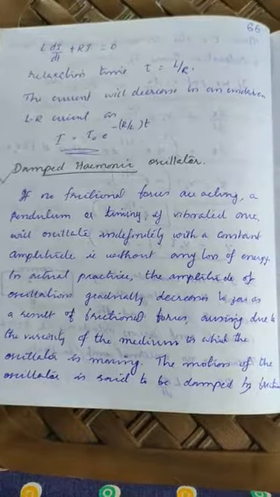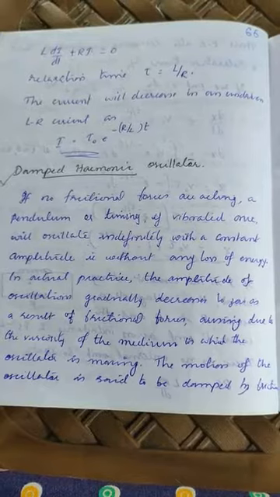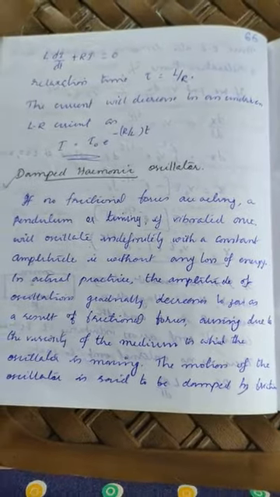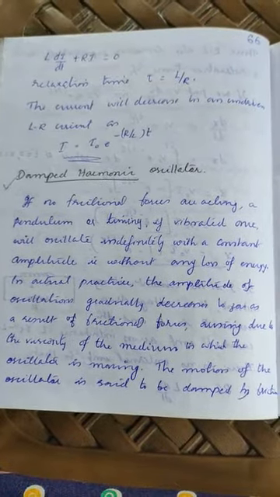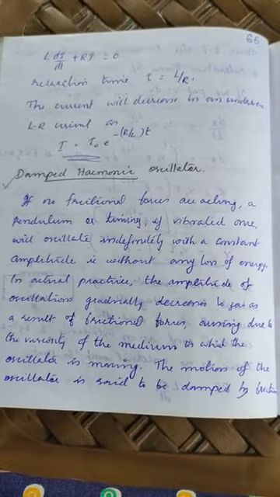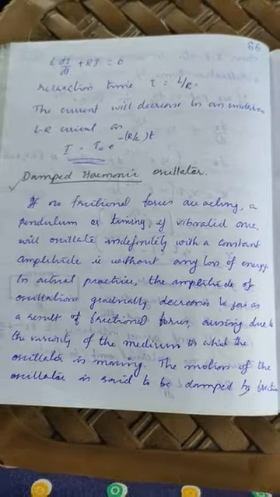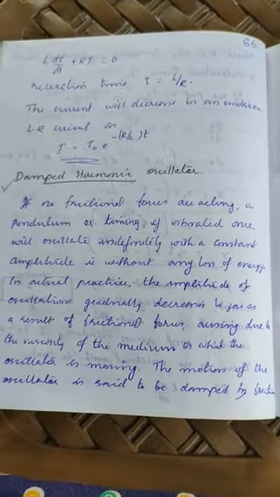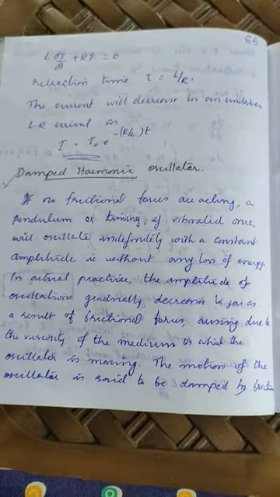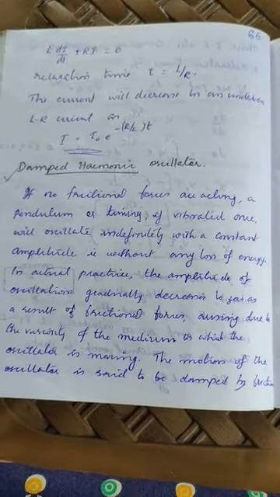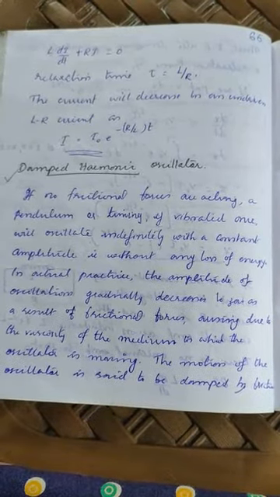So today we are dealing with the damped harmonic oscillator. We have already discussed simple harmonic motion, anharmonic oscillator, free oscillations, etc. So now it's the damped harmonic oscillator. So what is meant by damping or a damped harmonic oscillator?